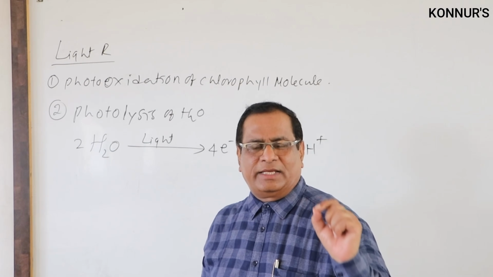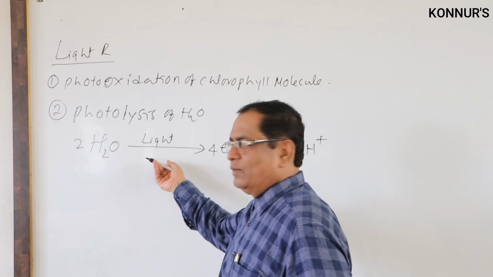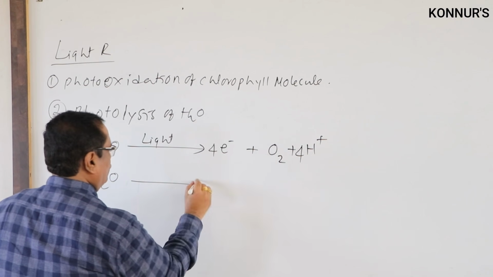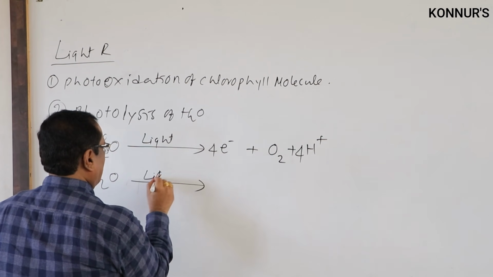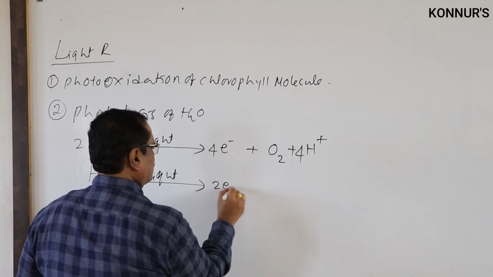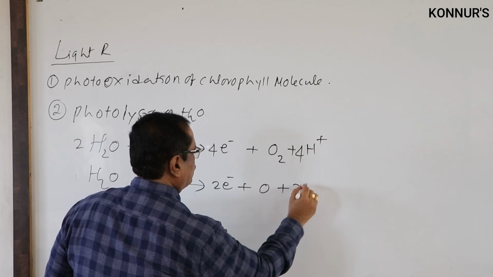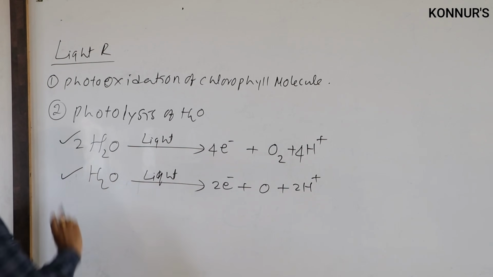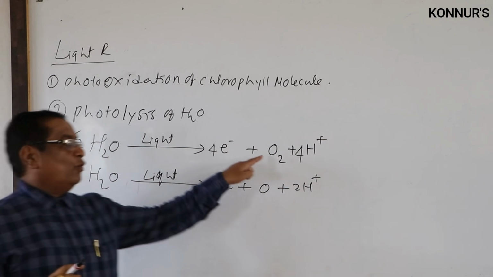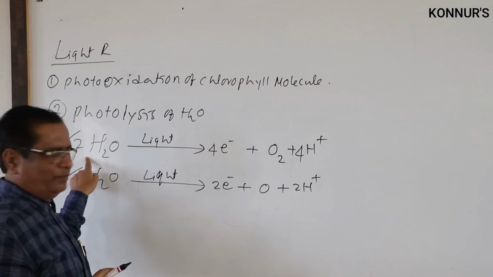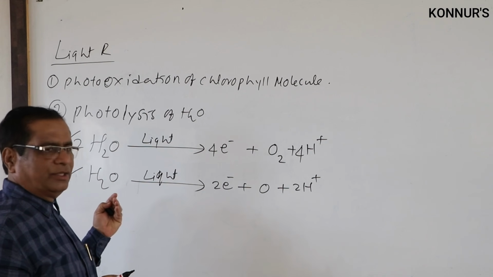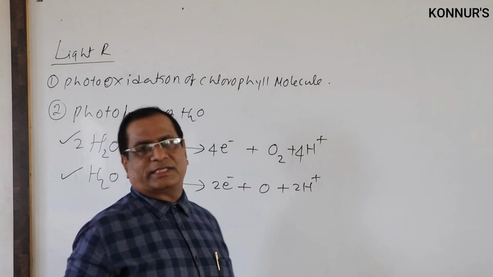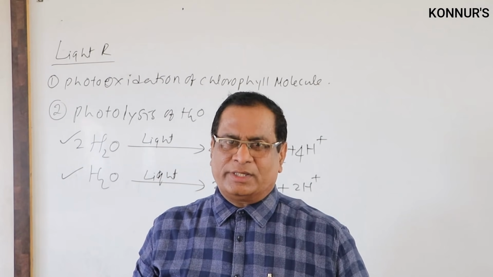Which of the following is an equation for photolysis of water? They can give it like this also: H2O in the presence of light or photons gives 2 electrons, O and 2 protons. If they give this, it is also right. To make O2, I have taken 2H2O. Otherwise, whenever water splits, it gives 2 electrons, protons and oxygen. It is photolysis of water.